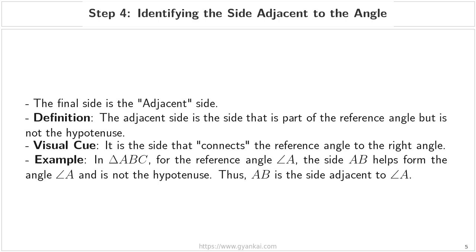Let's look at our example from the previous slides. In triangle ABC, where we have decided that angle A is our reference angle, we can see that side AB helps form angle A, and, as we already established, it is not the hypotenuse. Therefore, we can conclude that side AB is the side adjacent to angle A. In the next slide, I will show you how this concept applies to a real-world scenario involving a ladder against a wall to help solidify this understanding.